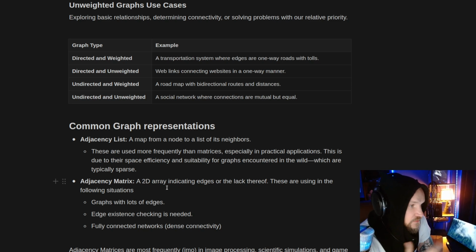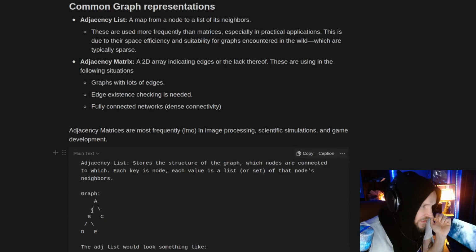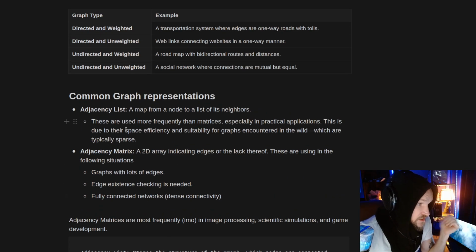In the code that I've written, that I'm going to be guiding you through, we're using adjacency lists. So an adjacency list is a map from a node to a list of its neighbors. Very typical tree situation, right? So right here, you've got A connected to B, A is also connected to C, and then B to D, E, right? That's how you would really see a typical tree. And so that's an adjacency list, okay?